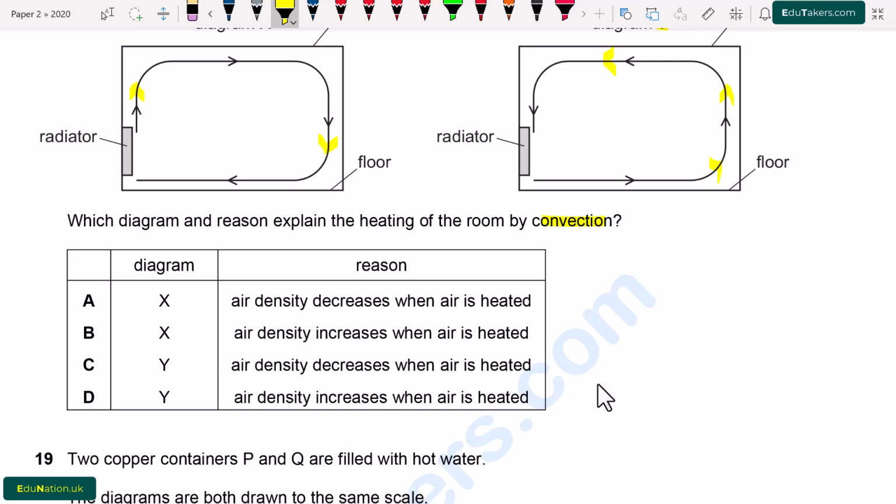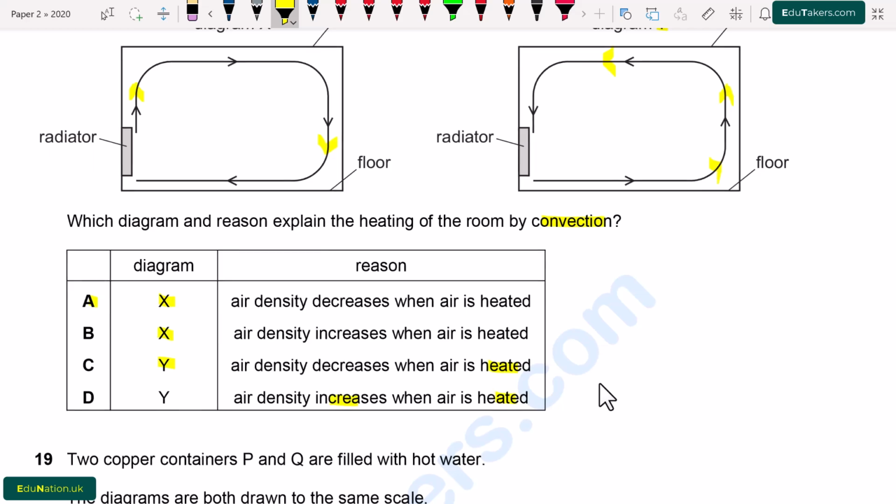Diagram, reason. Option A, X, air density decreases when air is heated. B, X, air density increases when the air is heated. C, Y, air density decreases when air is heated. D, Y, air density increases when air is heated.